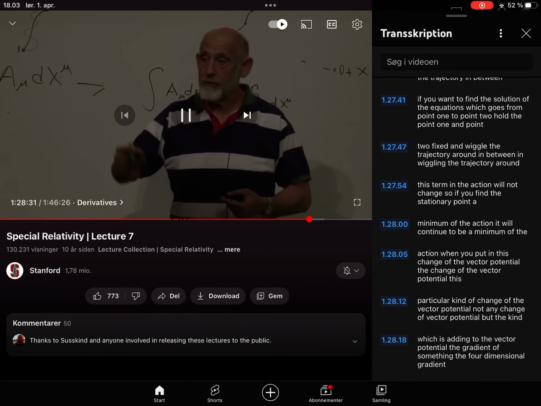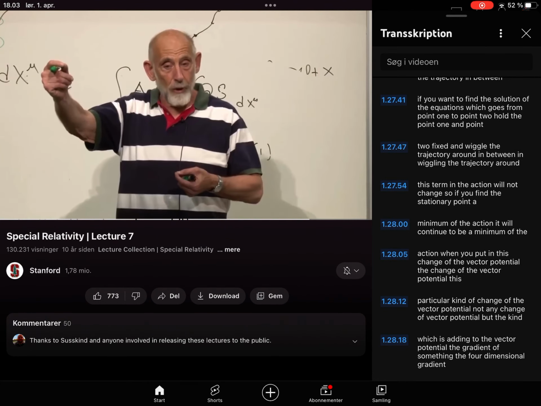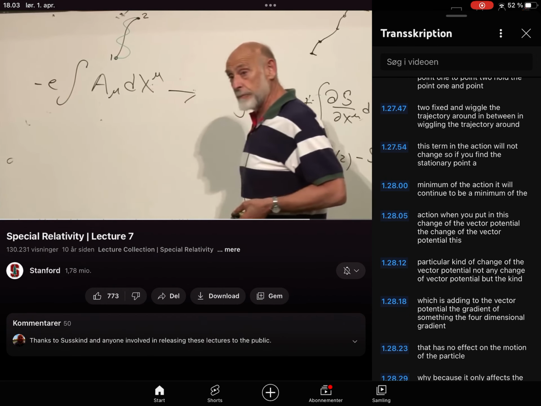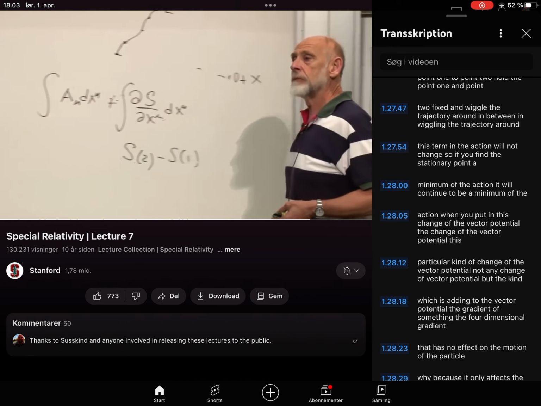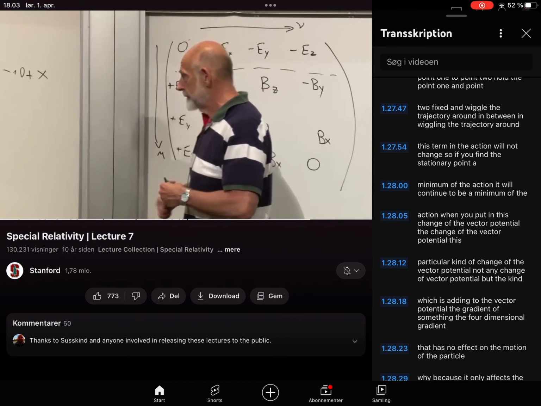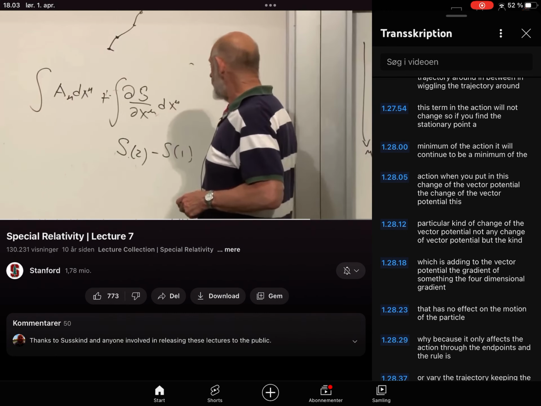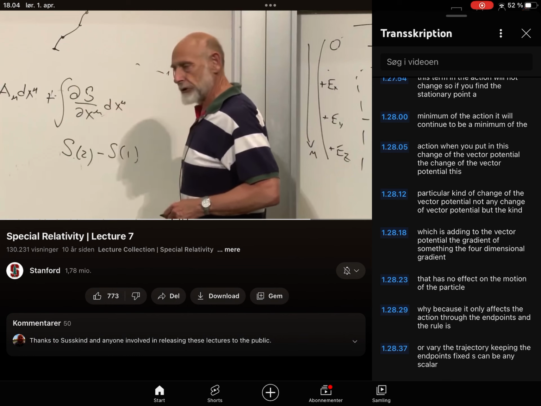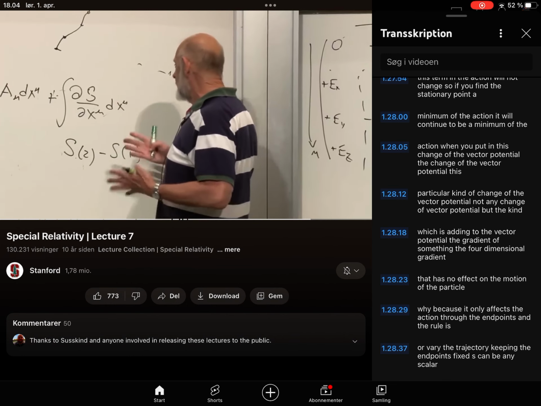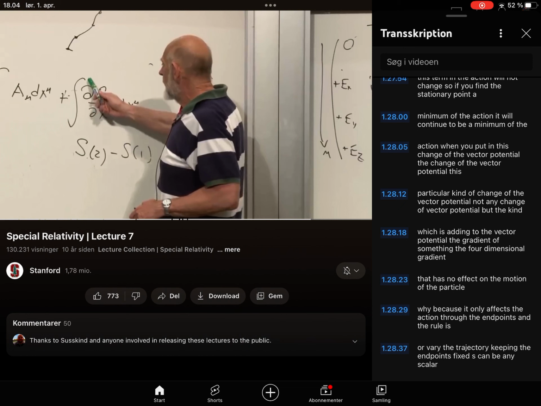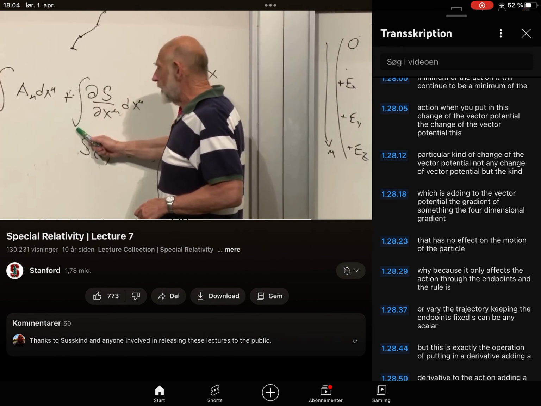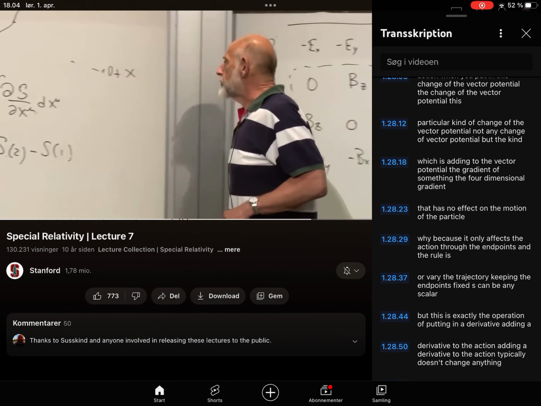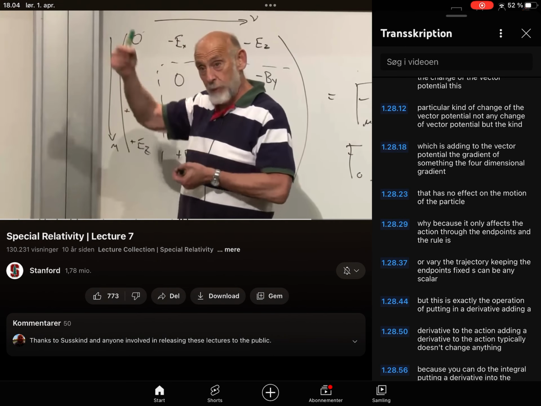Because it only affects the action through the endpoints, and the rule is vary the trajectory keeping the endpoints fixed. So S can be any scalar? S can be any scalar. But this is exactly the operation of adding a derivative to the action. Adding a derivative to the action typically doesn't change anything, because putting a derivative into the Lagrangian doesn't change anything when you integrate it, it just gives you some endpoint contributions.